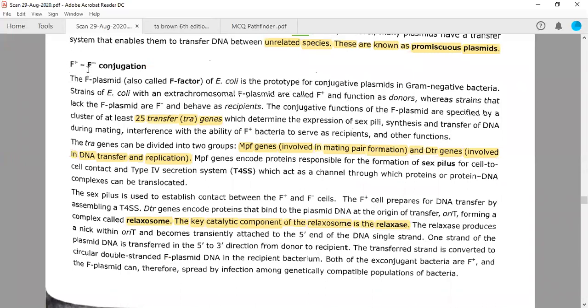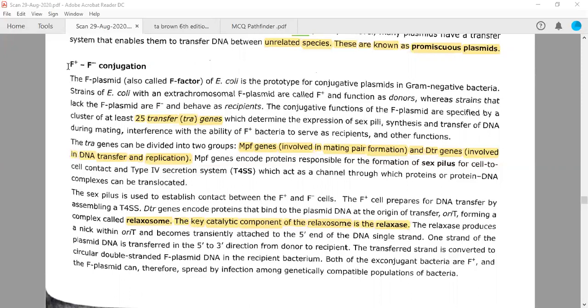Now the first type is called F positive, F negative conjugation, and we will discuss three of them. One is called Hfr to F negative and one is called F dash to F negative. So first of all, for the new students who have not attended the previous class.